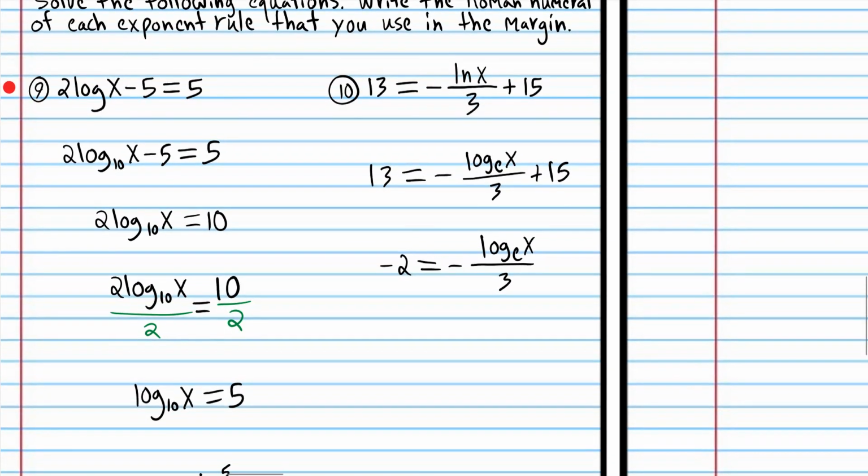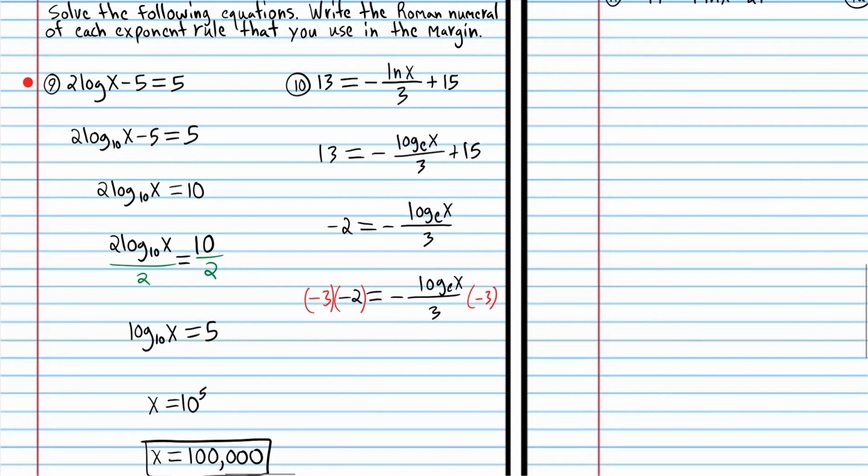And then we're going to multiply both sides of the equation by -3. And I'm going to show that. You don't have to show it, but I'm going to show that. And when I multiply, I have to use parentheses around the -2, right? Or else that's going to be false. So now we have 6 is equal to log base e of x.